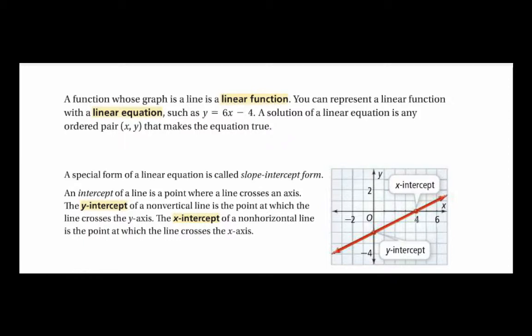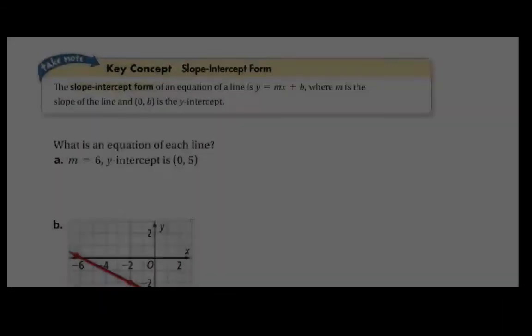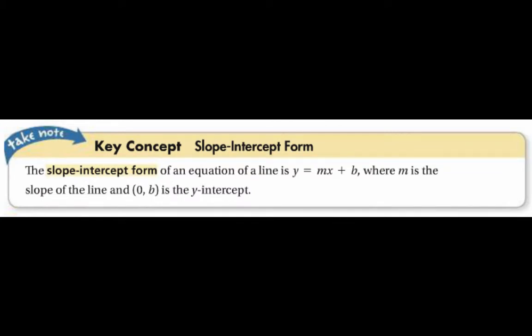And here you see a graph. Here's our y-axis, here's our x-axis. This red line crosses the x-axis here. That's the x-intercept. So here's our y-intercept, where the red line crosses the y-axis. We call that a y-intercept. All right, so one form of a linear equation or function is what's called slope-intercept form.